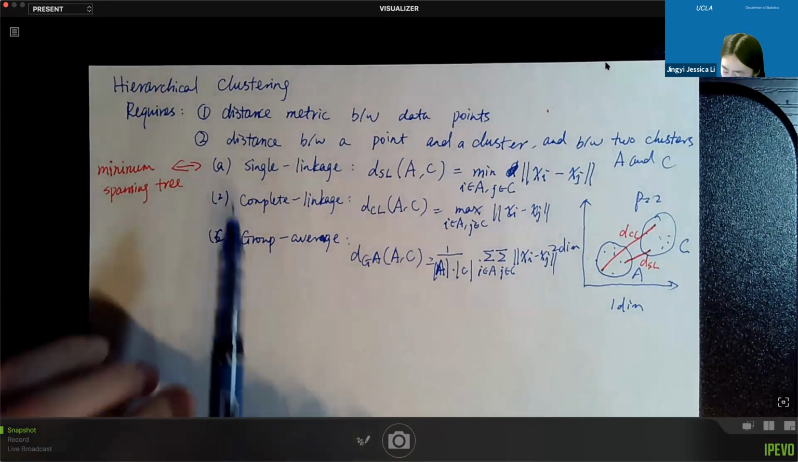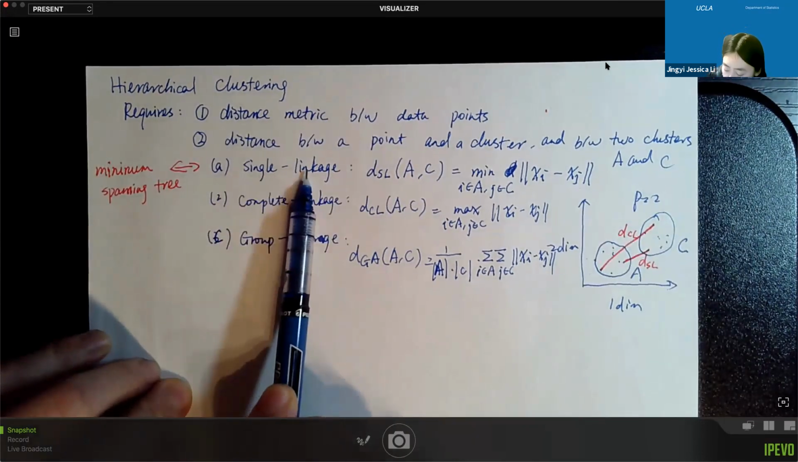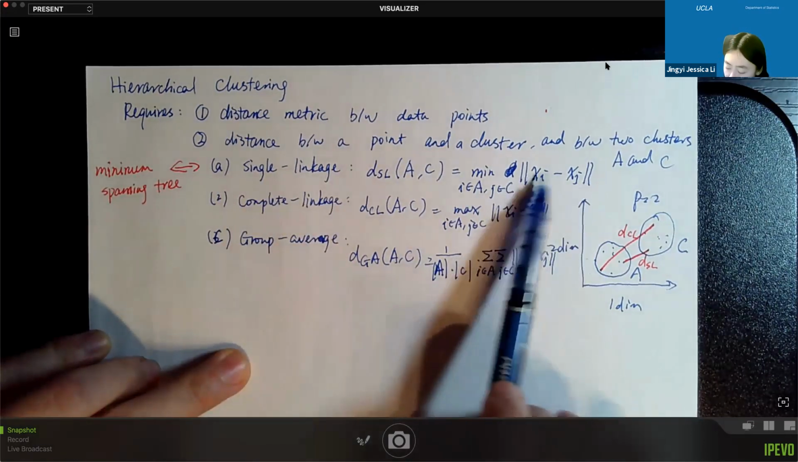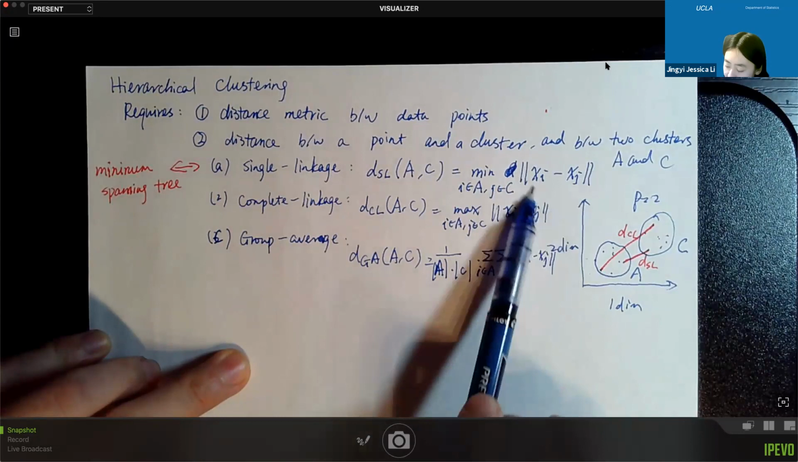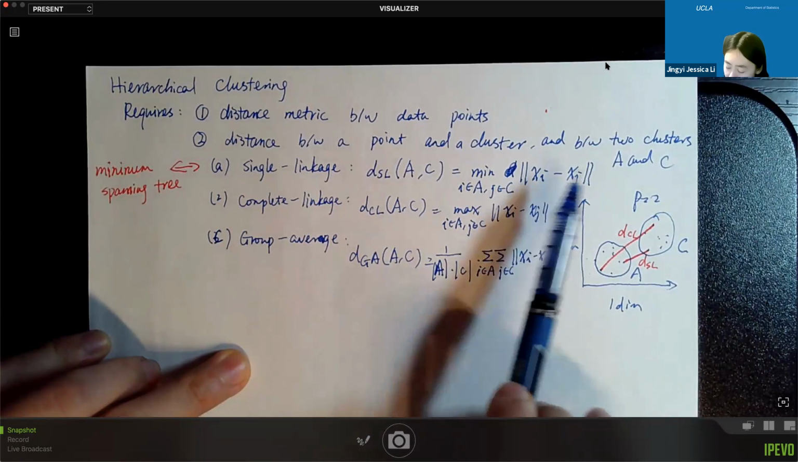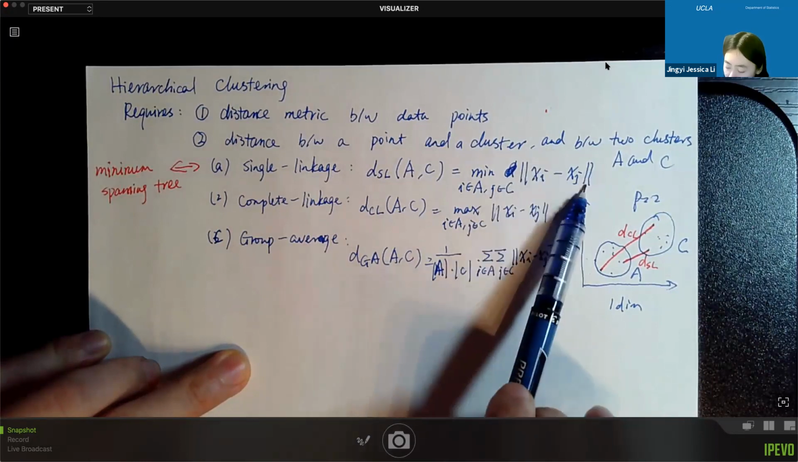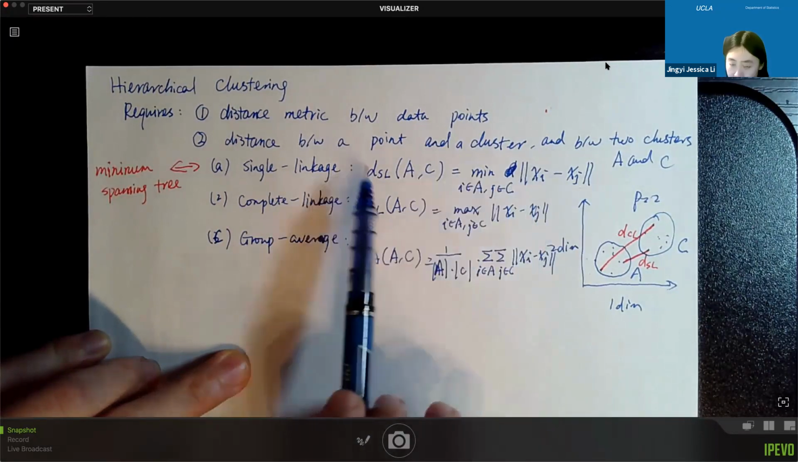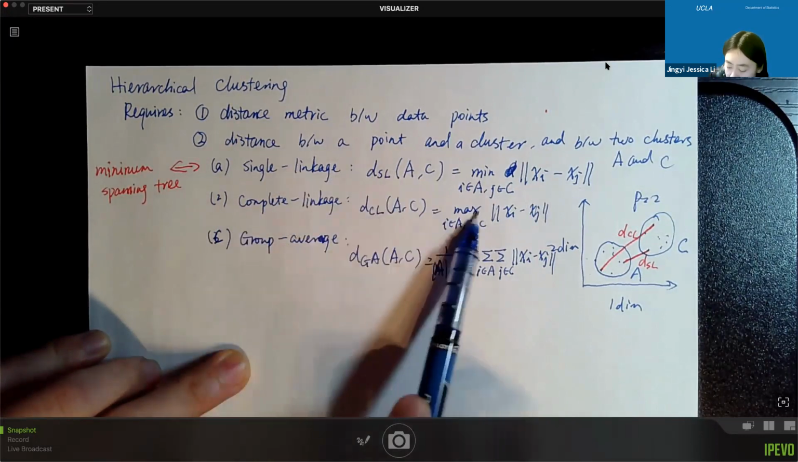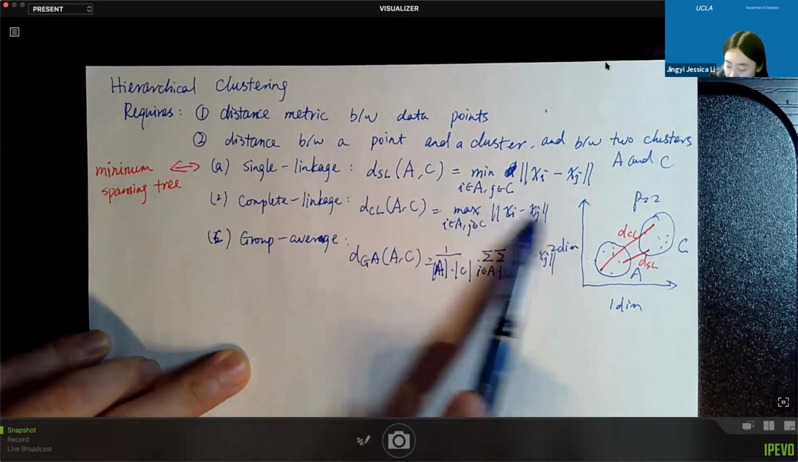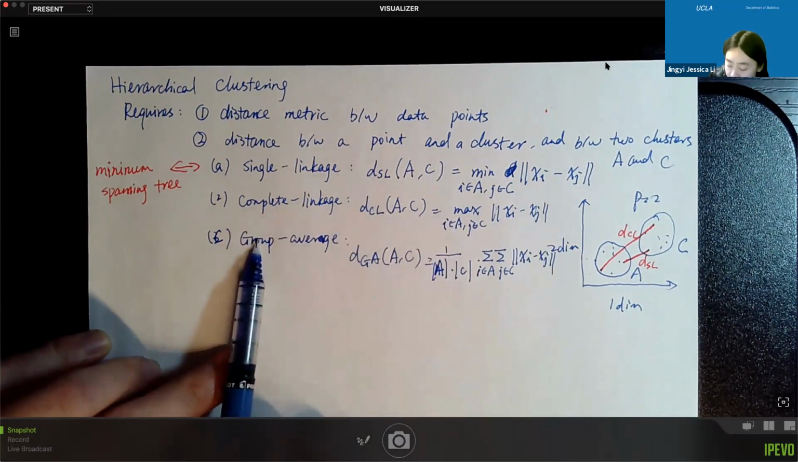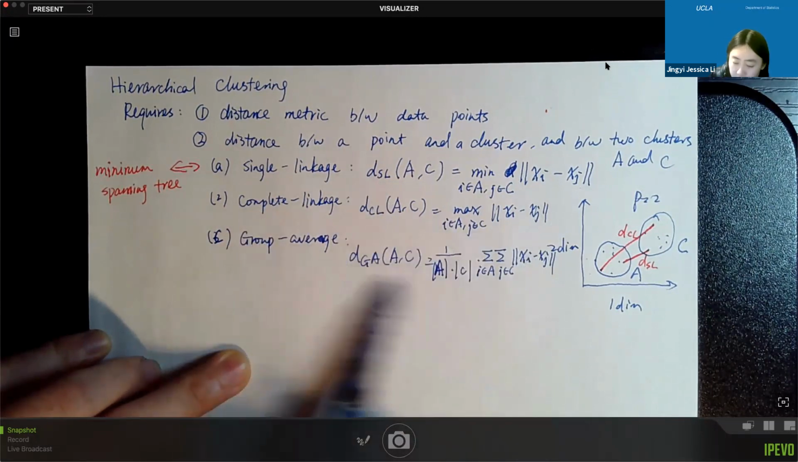We have three typical between cluster distances. One is called single linkage, which means that between two clusters, you calculate all the pairwise distances between data points, one from each cluster, and among those pairwise distances, you pick the minimum as the between cluster distance. That's single linkage. Complete linkage is on the opposite side. You take the maximum of the pairwise distances. You call that the complete linkage distance between two clusters. And group average is the average of all pairwise distances.